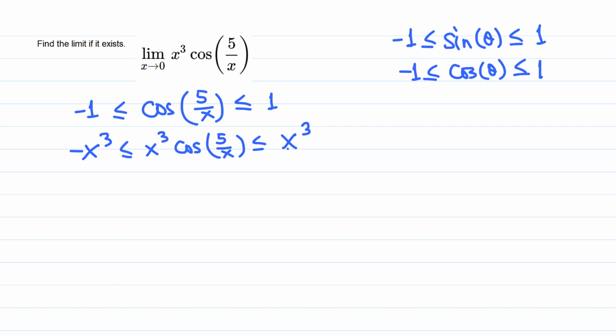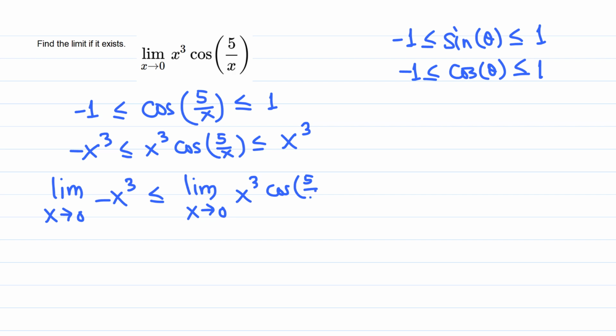Now to evaluate this limit, take the limit as x tends to 0. In each part, there are 3, so let's take the limit. So the limit as x goes to 0 of -x cubed is less than or equal to the limit as x goes to 0 of x cubed cosine 5 over x, which is less than or equal to the limit as x goes to 0 of x cubed. This middle one is to be determined, right?